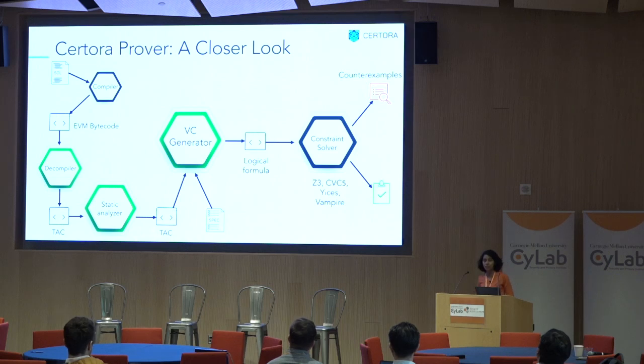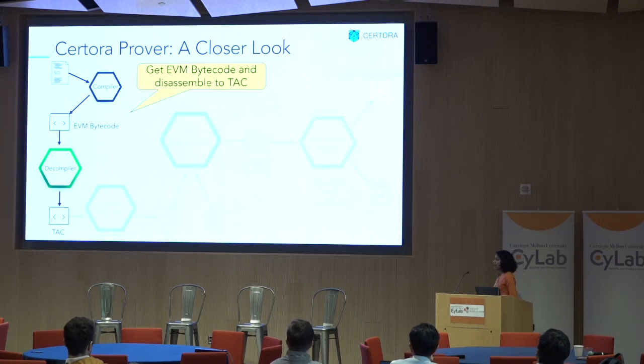I know this is a scary looking figure, but don't worry. We'll go through this, and I'm going to focus on a small part of it. I lied a little bit when I said that we verify your Solidity programs or your source programs. We actually work at the bytecode level. The first thing we do when you write your smart contract and come to us is run off-the-shelf Solidity or Viper compilers, and we get the EVM bytecode. Then we disassemble it into a register-based IR that we've built. It's called TAC, which stands for three-address code, a standard way to represent these kinds of programs.